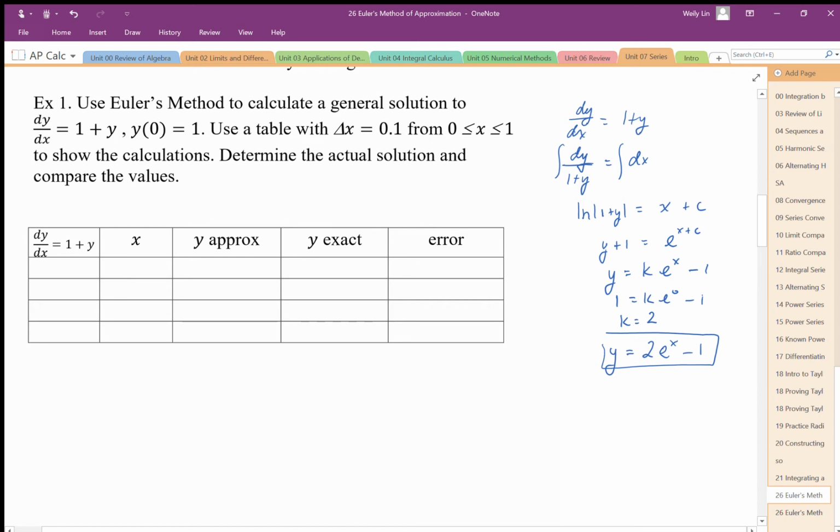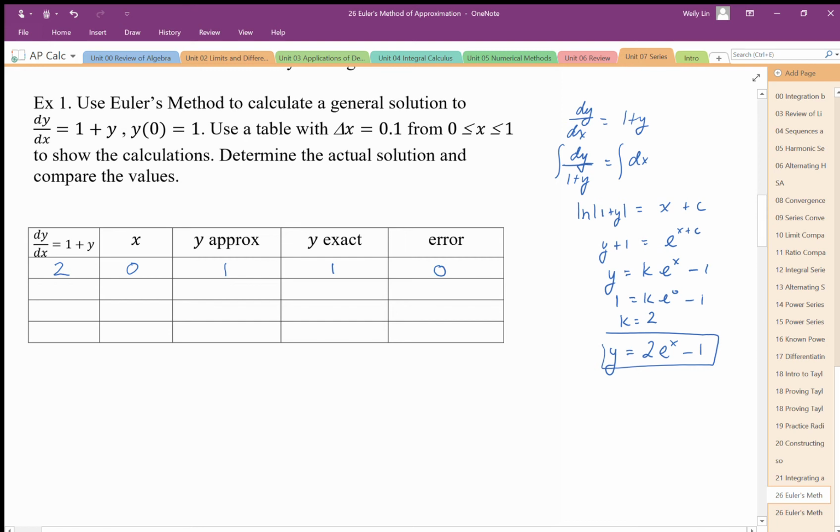Okay, so I'm going to do the first one for you. So our derivative is going to be 1 plus y. The y value is 1, so our derivative is going to be 2. So that's going to be the slope. The x coordinate was 0, the y coordinate was 1. Okay, so the first one's not an approximation. We know that's going to be 1, and the error is going to be 0.